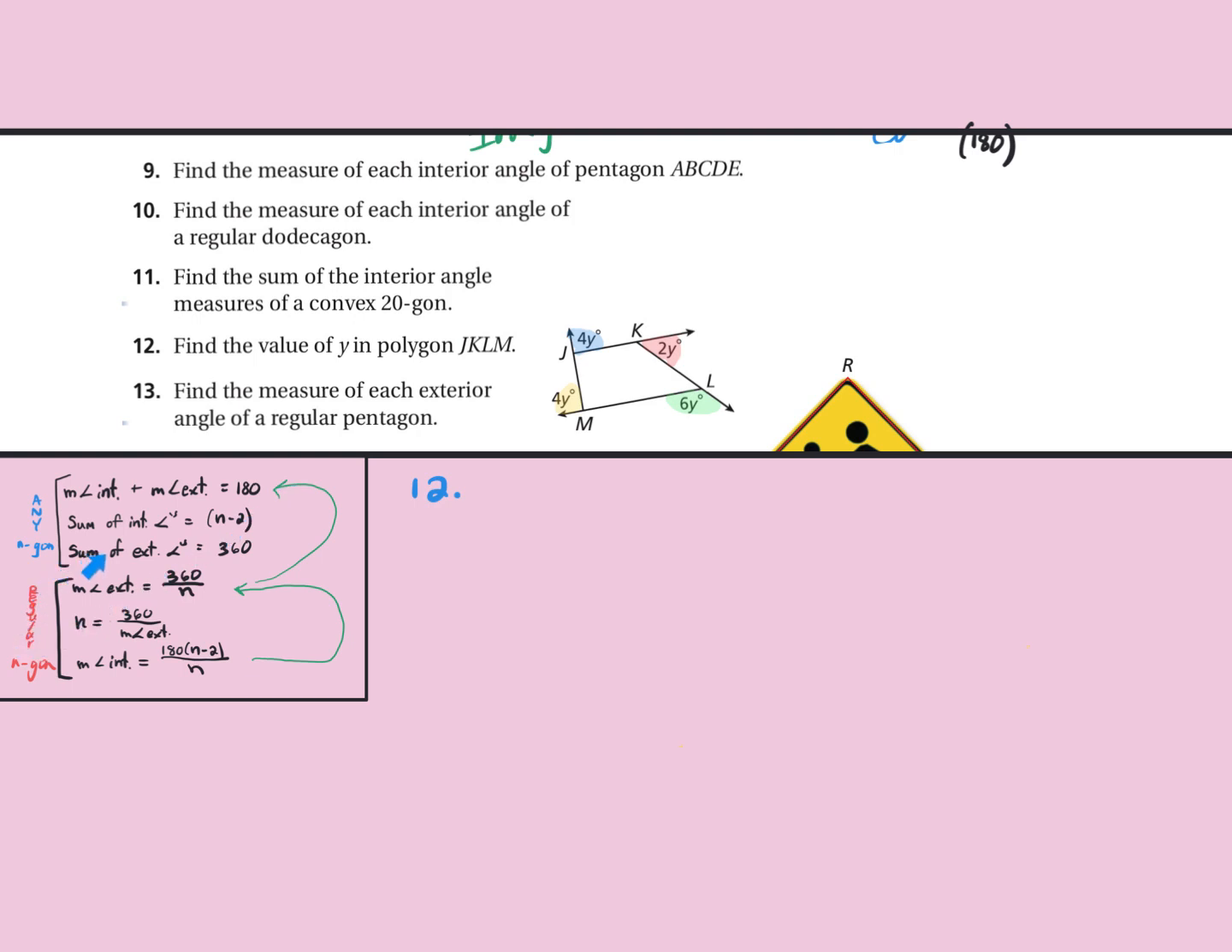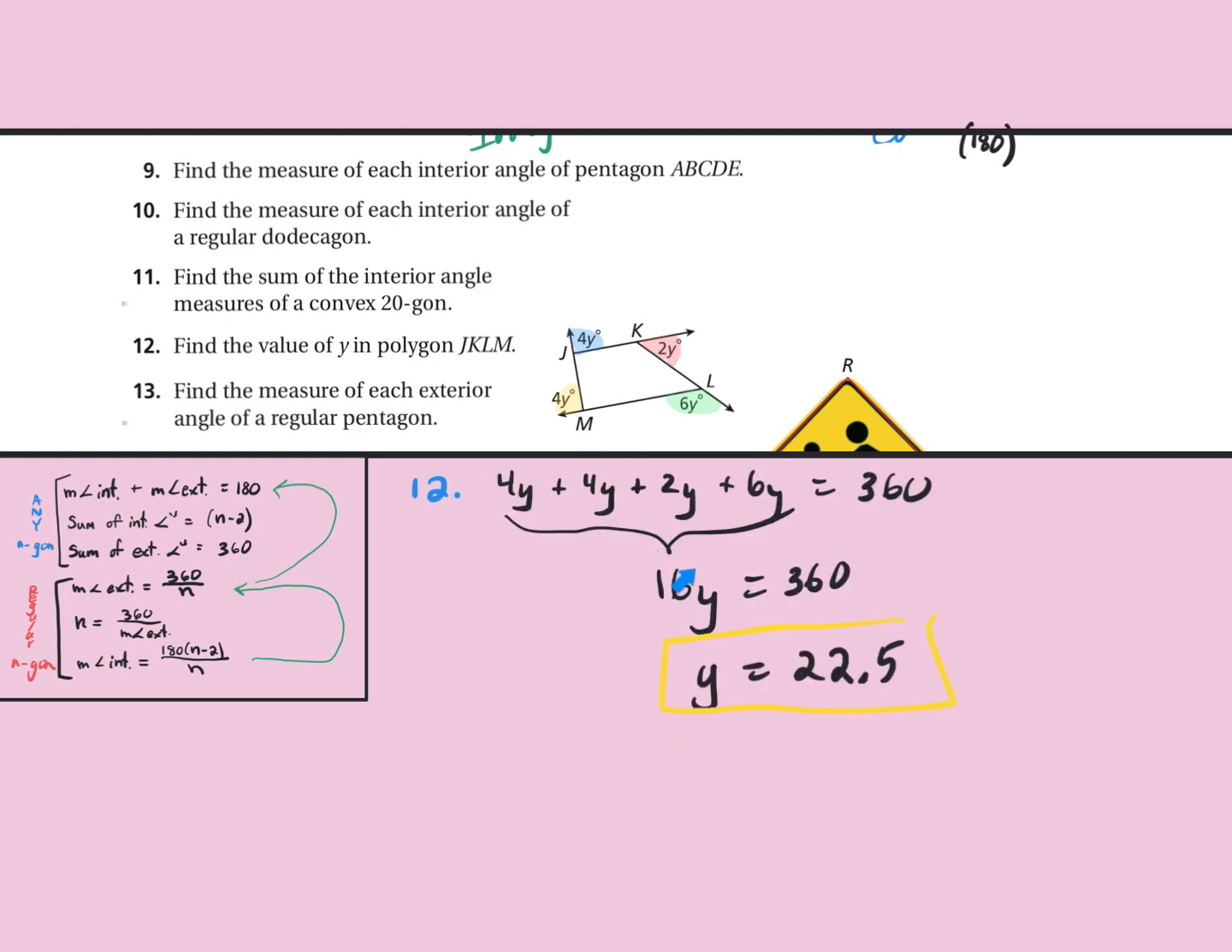We know that the sum of the exterior angles for any n-gon is 360, and that's how we'll solve this problem. Add up these angles and set them equal to 360. Add them all up, divide both sides by 16. y is equal to 22.5.